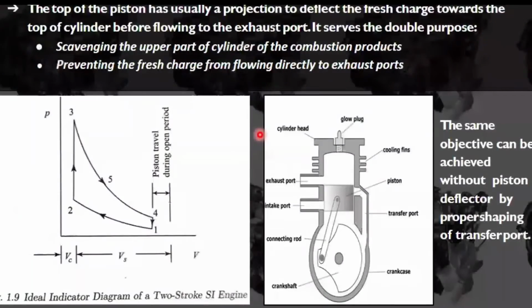See here, this is the intake port, this is the exhaust port, and this is the transfer port. The opening and closing of the inlet port, exhaust port, and transfer port depend upon the piston travel. That means if it covers the exhaust port, it will uncover the intake port.